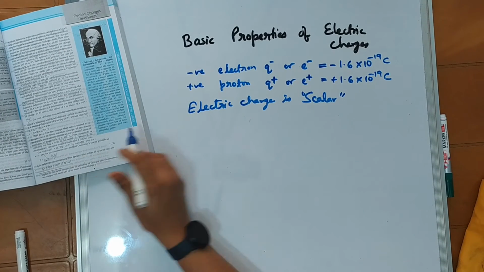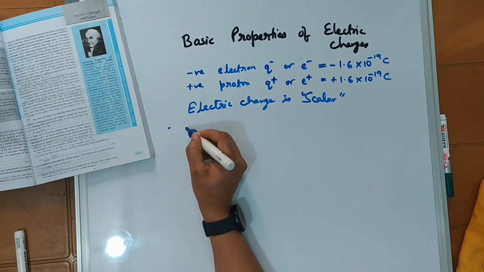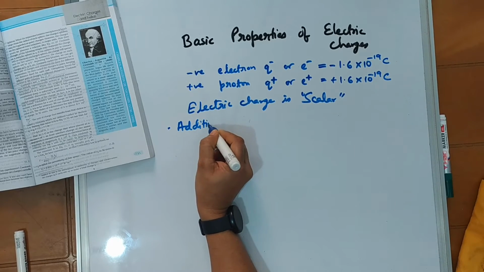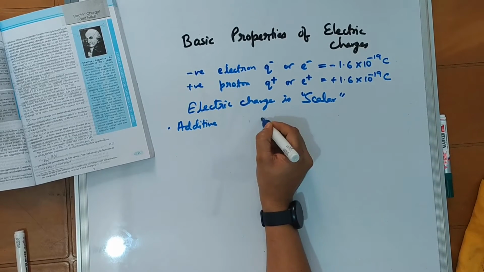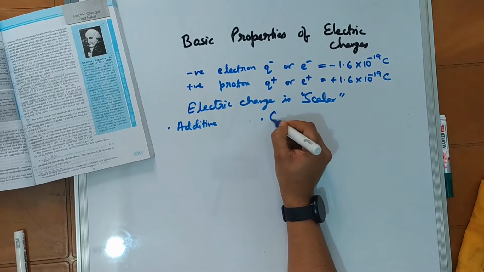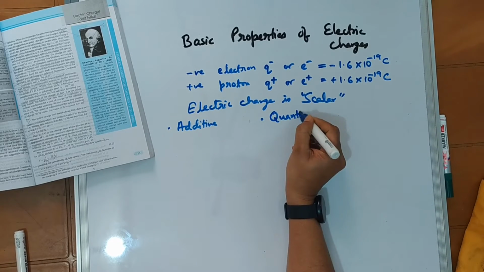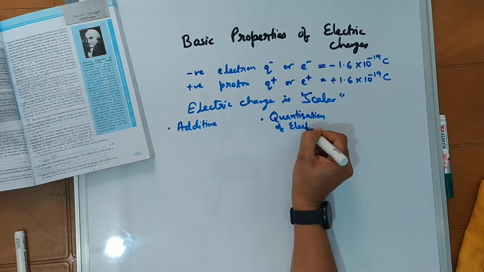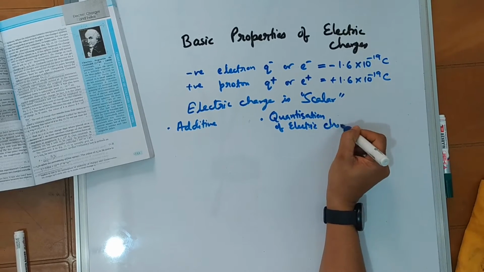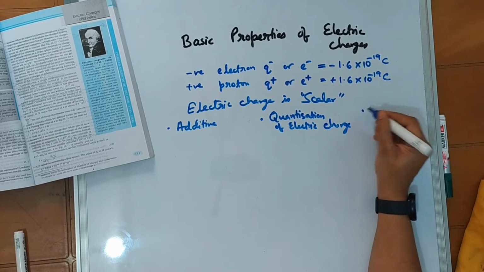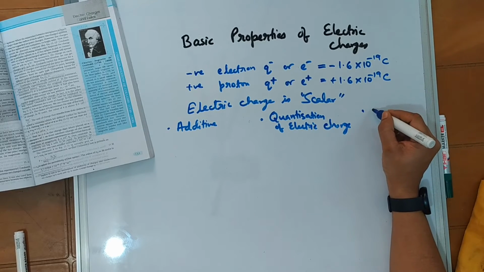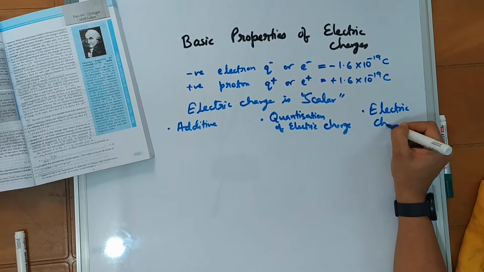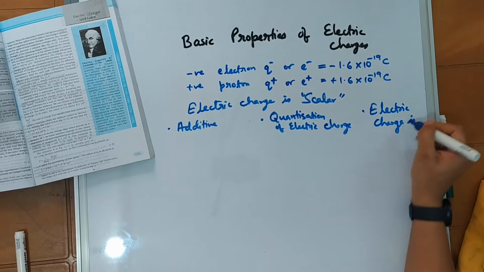So what are the basic properties? There are three basic properties. One is the additive property. Next is quantization of electric charge, and the next is that electric charge is conserved.